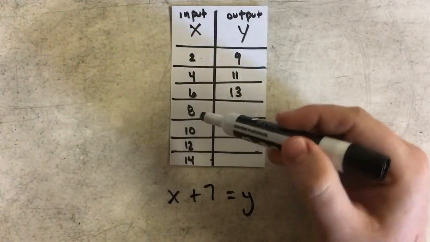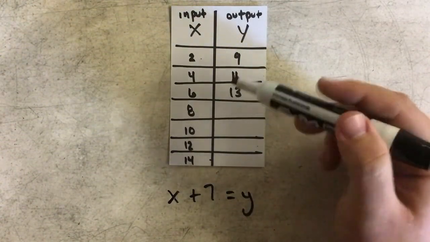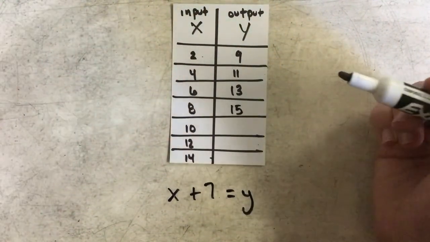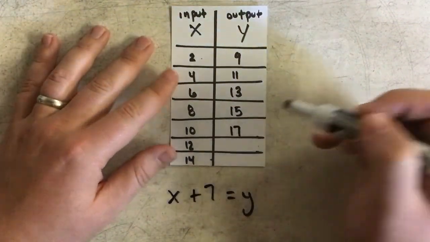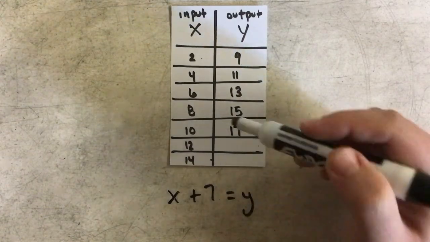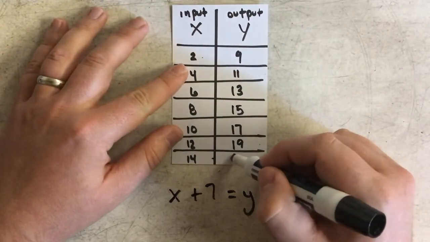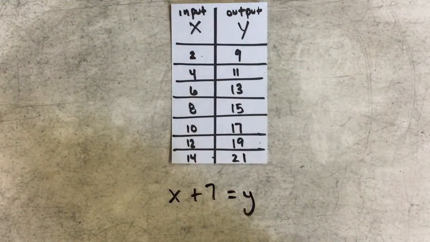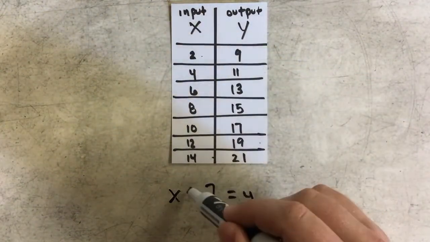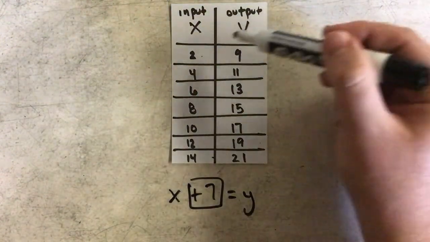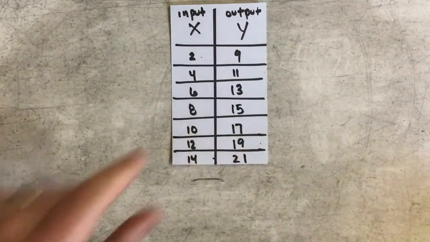So if I continued on my pattern, 8 as x plus 7 would give me 15. The next number, 10 plus 7 would give me 17. 12 plus 7 would give me 19. And 14 plus 7 would give me 21. So all I did was take the x number here, apply the rule that we had, and I got an output number on the other side of the table. Let's take a look at another example.